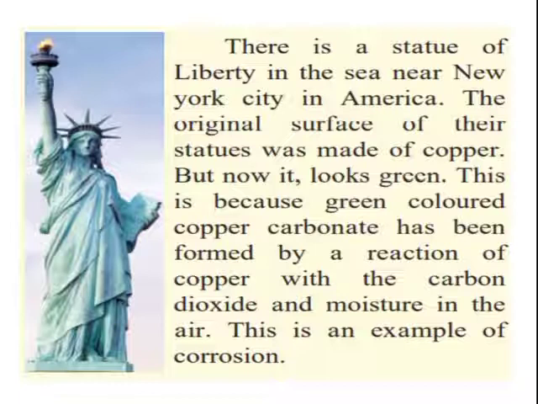A reddish colored deposit is formed on iron by reaction with oxygen gas. A greenish colored deposit is formed on copper by reaction with carbon dioxide gas. A blackish colored deposit is formed on silver by reaction with hydrogen sulfide gas. So these are the examples of corrosion that we observe in our day-to-day life.